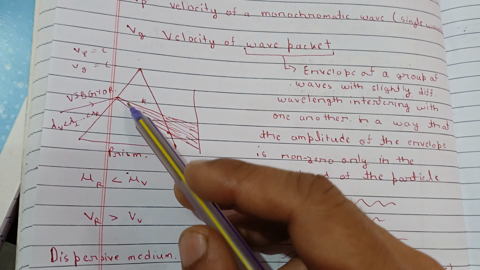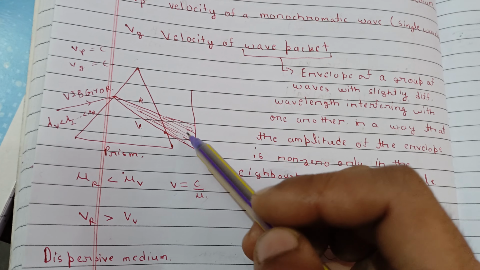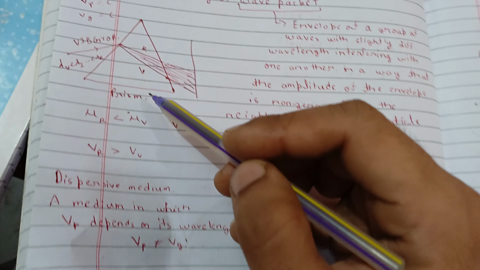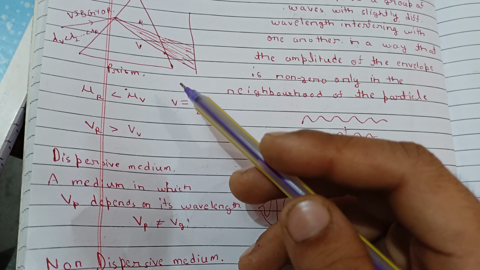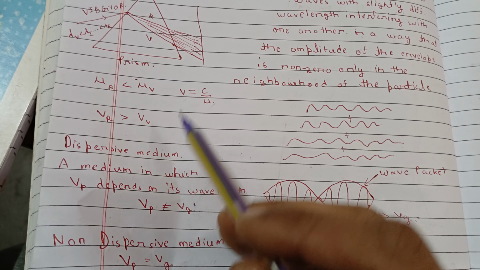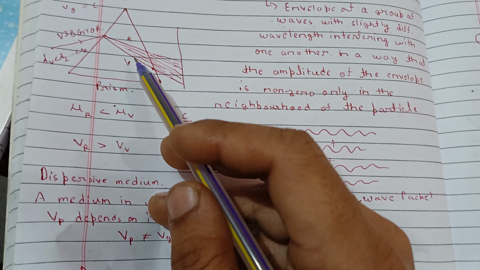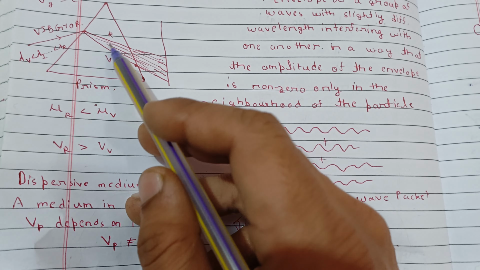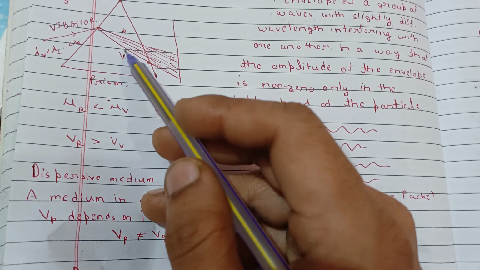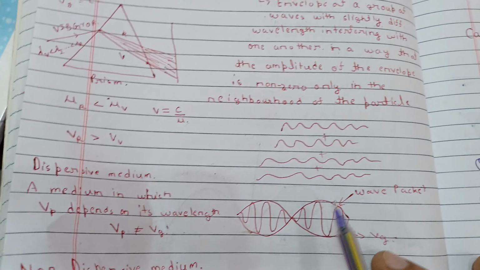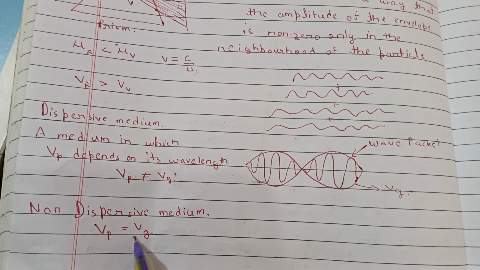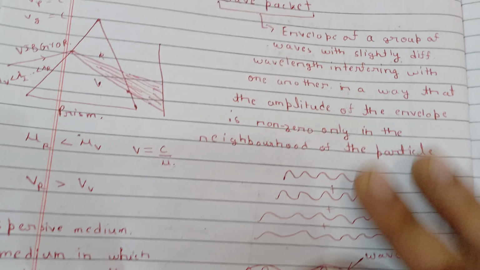So we find that these all are traveling with different velocities, so that's why this medium is called a dispersive medium. And when they all travel with the same speed, we call it a non-dispersive medium. So a medium in which Vp depends on its wavelength, means the phase velocity depends on lambda; as red has more lambda, it has more velocity, and with less lambda, less velocity. So when the speed depends on lambda, we call the medium a dispersive medium, and when they both are equal, then we call it a non-dispersive medium, means group and single wave move with the same velocity.